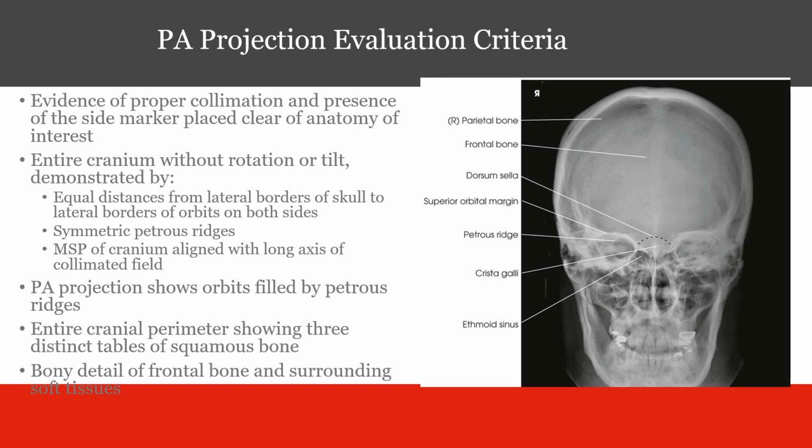So in this projection, we can see that the orbits are filled by the petrous ridges. We're going to look at the equidistances between the lateral borders of the skull to the lateral borders of the orbits on both sides. We should see symmetric petrous ridges, and the mid-sagittal plane of the cranium is aligned with the long axis of the collimated field. The entire cranium perimeter should be showing 3 distinct tables of squamous bone.